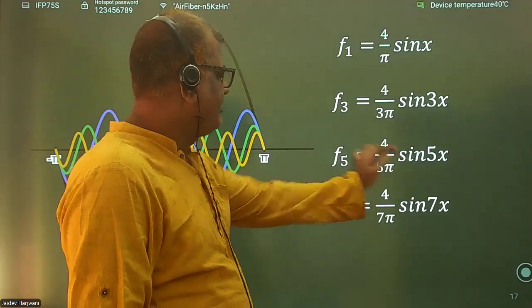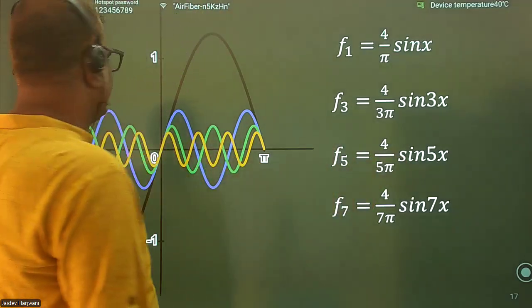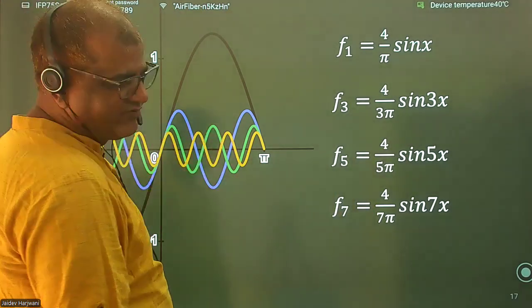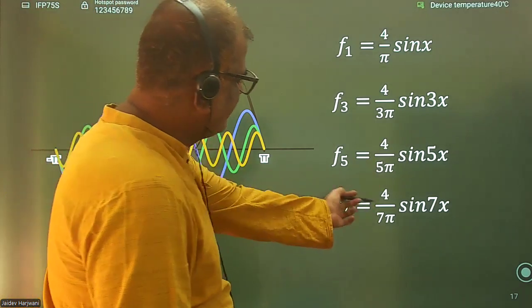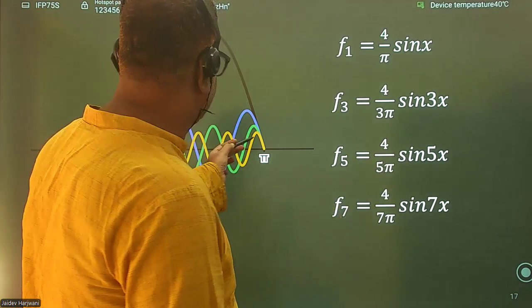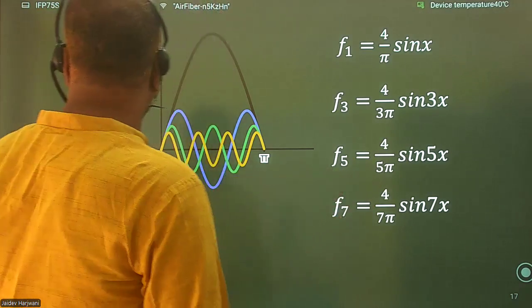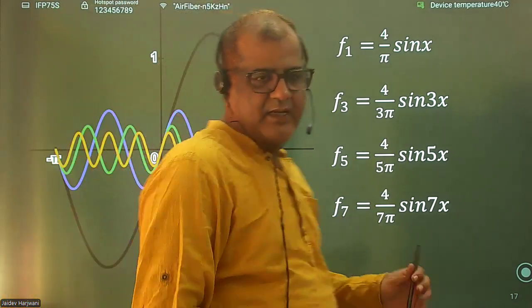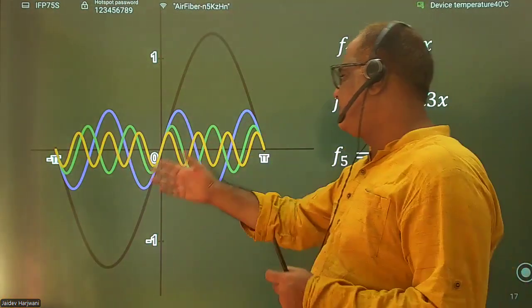5x means between minus pi to pi you have 5 cycles. So you have 1, 2, 3, 4, 5, total 5 cycles. You have f7, shown by the orange color, and 7 means you have 7 cycles, 1, 2, 3, 4, 5, 6, 7 cycles between the range minus pi to pi.